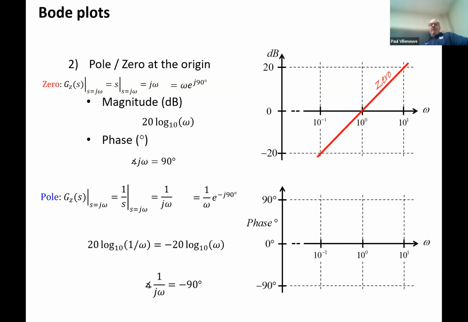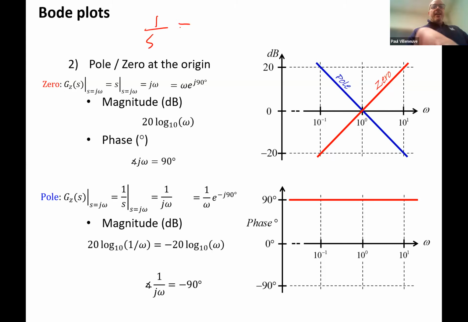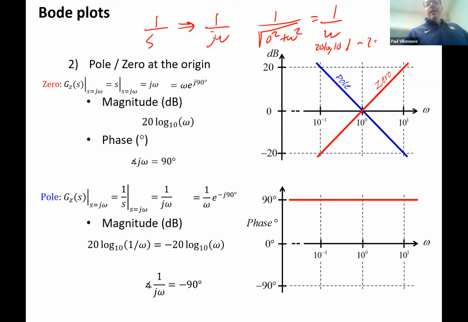That's the 0. That's the pole. It goes down. Because remember, it's in the denominator, right? 1 over S becomes 1 over j omega. When I do the gain of that, that's going to be equal to 1 over the square root of 0 squared plus omega squared, which is 1 over omega. And that's going to be 1. So it's 20 log 10 of 1 minus 20 log 10 of omega. So it goes down at 20 dB per decade.